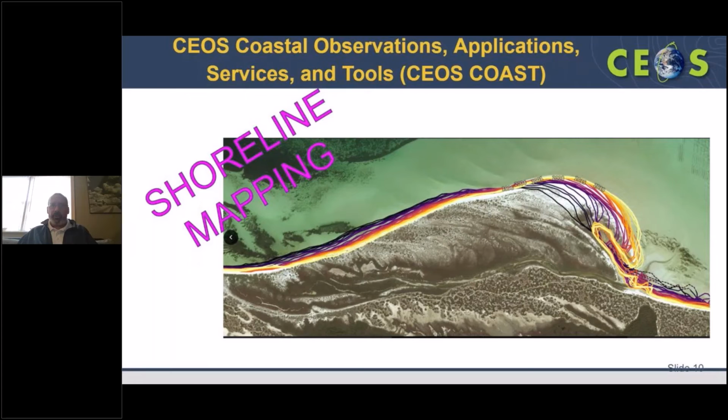And this is showing along the coast of Australia, where the different lines represent the change of the shoreline over multiple years. And again, the satellite data is a very powerful tool, synoptic, and we can look at all regions across all shorelines and coastal zones across the globe.